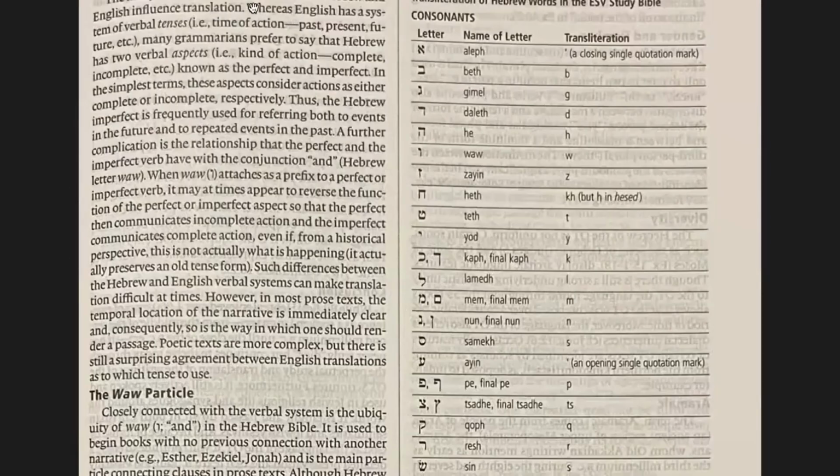The many structural differences between Hebrew and English influence translation. Whereas English has a system of verbal tenses, i.e., time of action: past, present, future, etc., many grammarians prefer to say that Hebrew has 2 verbal aspects, that is, kind of action, complete and incomplete, etc., known as the perfect and imperfect.